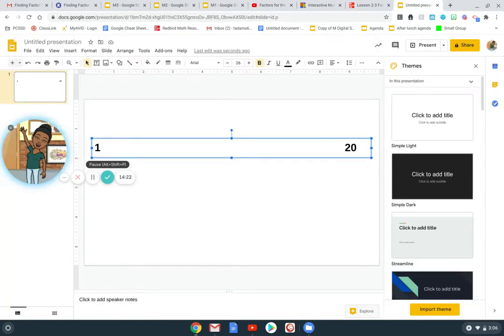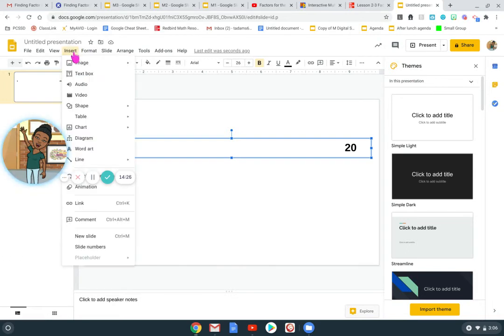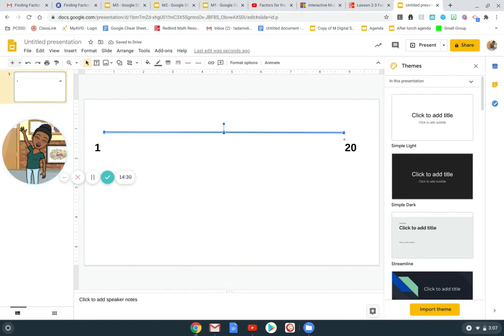In fact, that's what I'm going to do. I'm going to use scratch paper. You use scratch paper as well. Let's do it together. 1 times 20 equals 20. So I know for sure one factor pair is 1 and 20.